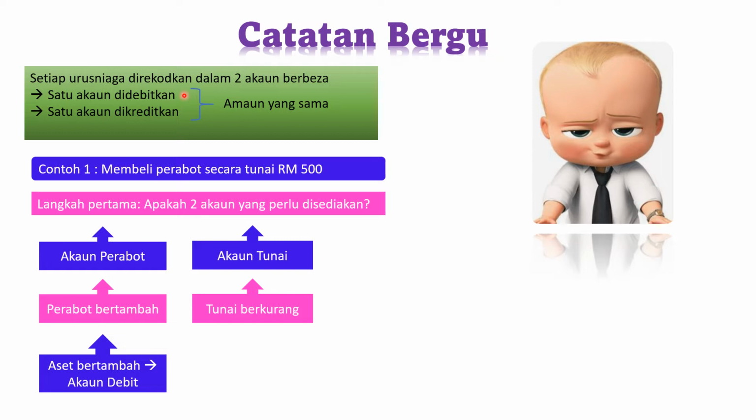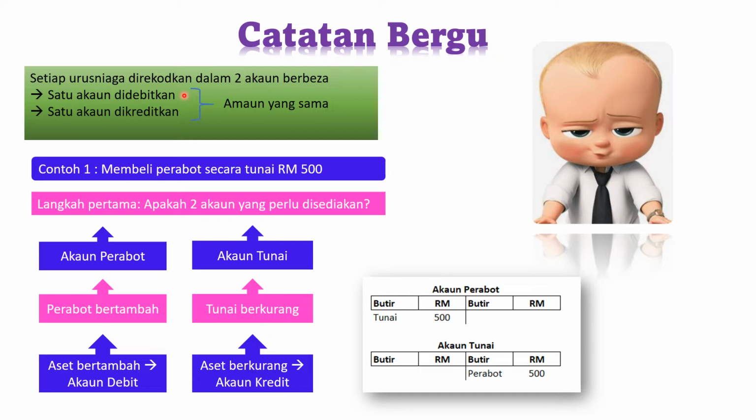Now, let's go back to account tunai. Since tunai berkurang, because kita bayar menggunakan tunai, right? So, our tunai akan berkurang. And tunai ialah kategori aset. So, aset berkurang. Going back to BALE, jika aset berkurang, kita perlu mengkreditkan akaun itu. Jadi, akaun tunai dikreditkan. Now, let's see what it really means by mendebitkan akaun perabot dan mengkreditkan akaun tunai. Okay, so this is how it looks like. Mendebitkan akaun perabot means for akaun perabot we need to catat di bahagian debit, and for akaun tunai we need to catat di bahagian kredit.